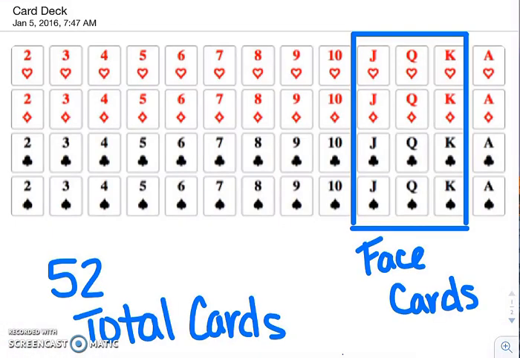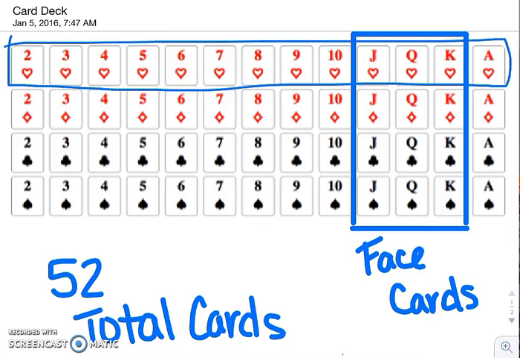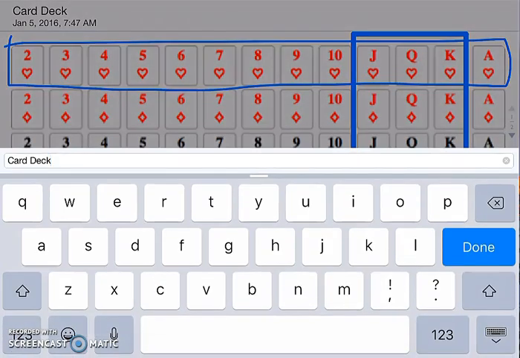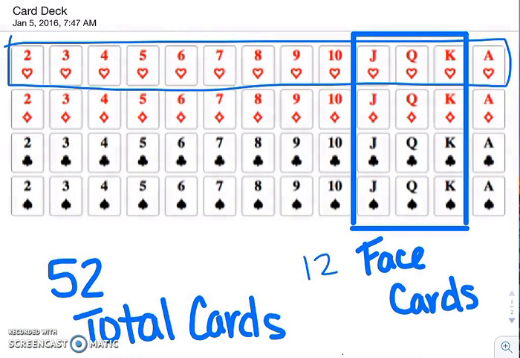So there's 52 total cards in a deck. The hearts, each suit, consists of 13 cards. So there's 13 hearts in a single deck. And there's the jacks, queens, and kings, which are face cards. So there's a total of 12 face cards and 13 hearts.